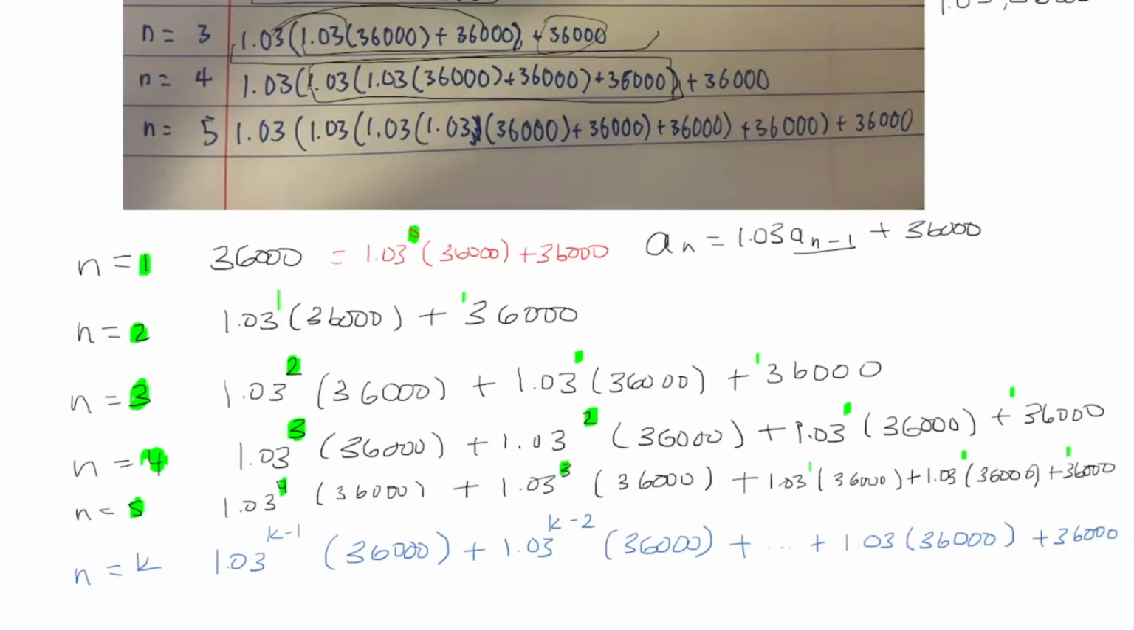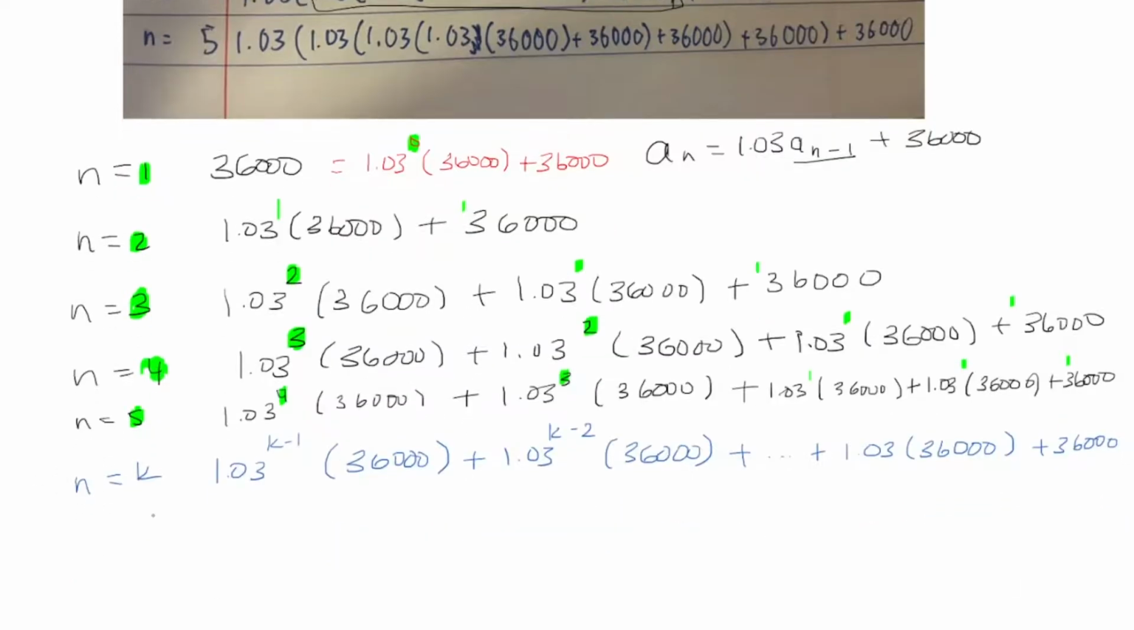Now we can factor the 36,000 from this formula. So we have 36,000 times, and then I'm going to go right to left. So I'm going to factor out the 36,000 from the right. So I have 1 plus 1.03, and the exponent is going to keep going up by 1. So it's going to be all the way up to 1.03 raised to the k minus 1 power.